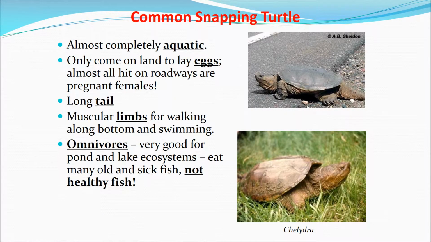Snapping turtles, we do have those in this area. I watch them walk in my side yard. We have a pond, swampy area, but they are almost completely aquatic. They only come on land to lay their eggs, and there are a lot of them. Usually they're pregnant females that are hit on the roadways because they're the ones that come out of the water to lay the eggs. They do have a long tail. They have very muscular limbs. They are omnivores. They can eat fish, and they're actually really good for the ecosystems in the ponds and lakes because they eat the unhealthy animals that are there, and keep the whole circle of life going.